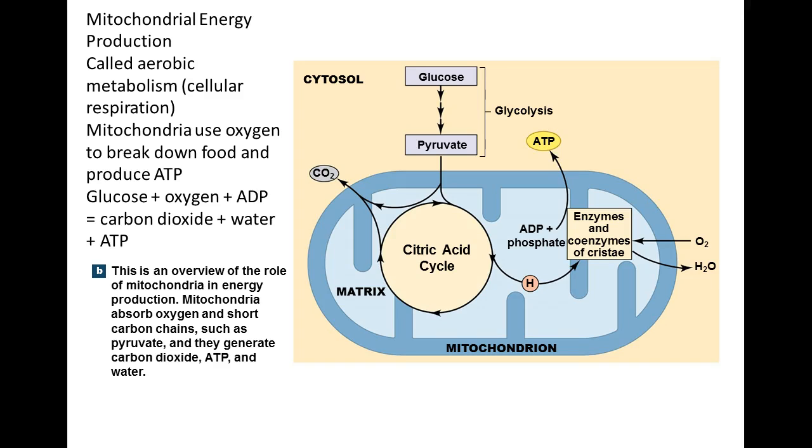And here's a more cartoony, simplified version of the mitochondria. Outside of the outer membrane, glucose, which is a 6-carbon ring, is broken apart in this process called glycolysis into two pyruvate molecules. You take a 6-carbon ring and break it apart into two 3-carbon chains.